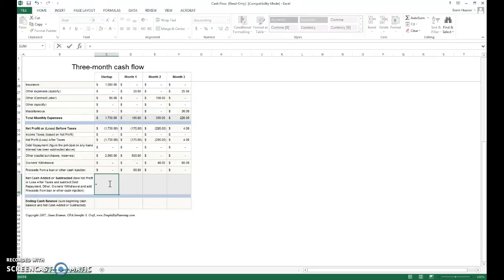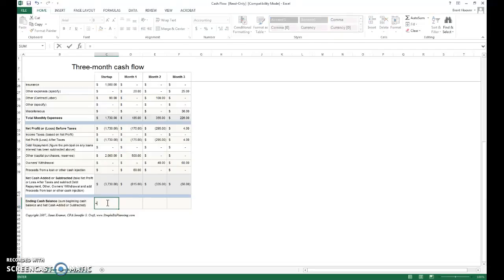The net cash added or subtracted. Needless to say, you take your net profit or loss after taxes, and you take out all these others: debt repayment, because you've got to pay back the interest and the principal on any loans, any capital purchases you make, and any money you pay yourself. Then you must add back in proceeds from a loan or just your own money you're putting into the system as equity. And there we go. Drag it over. Needless to say, it works.